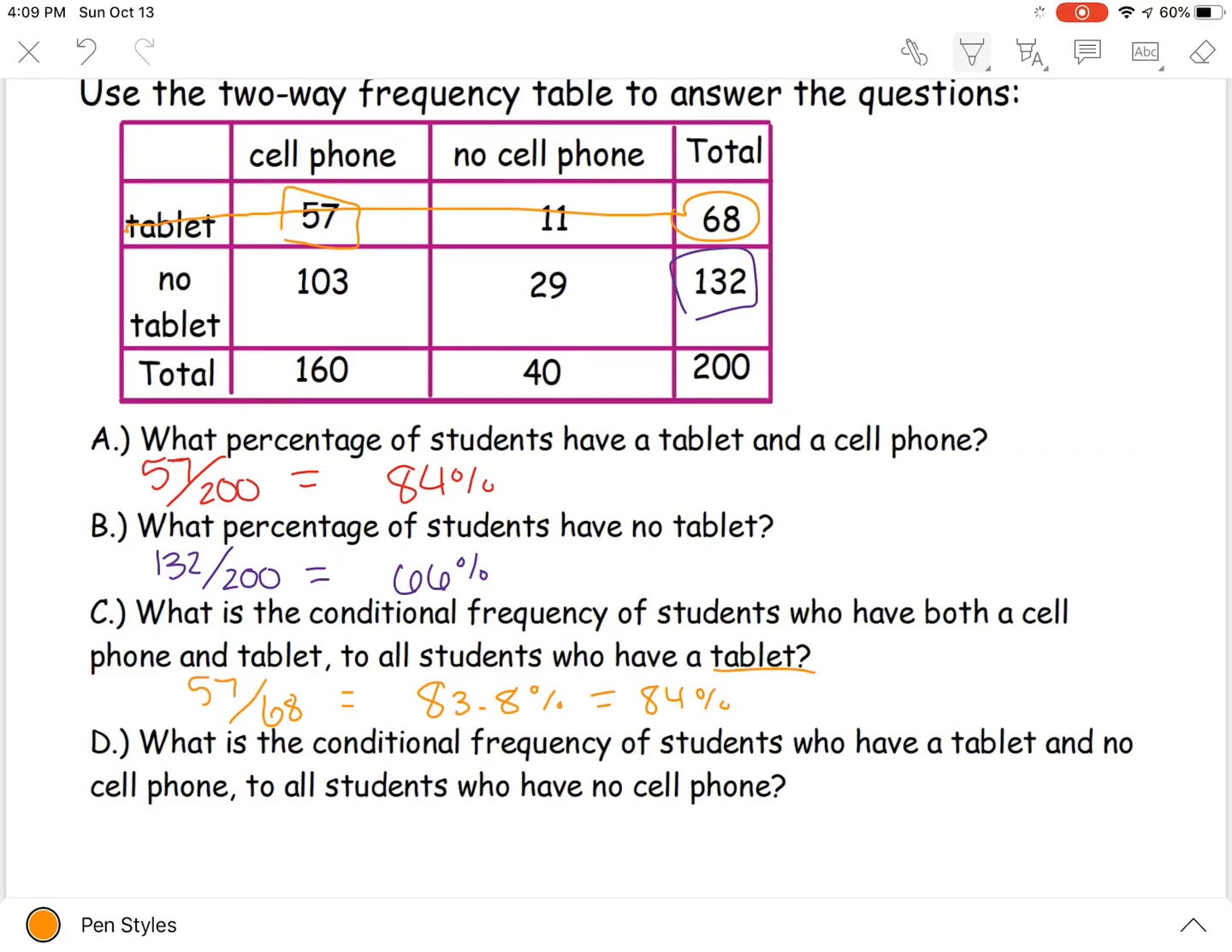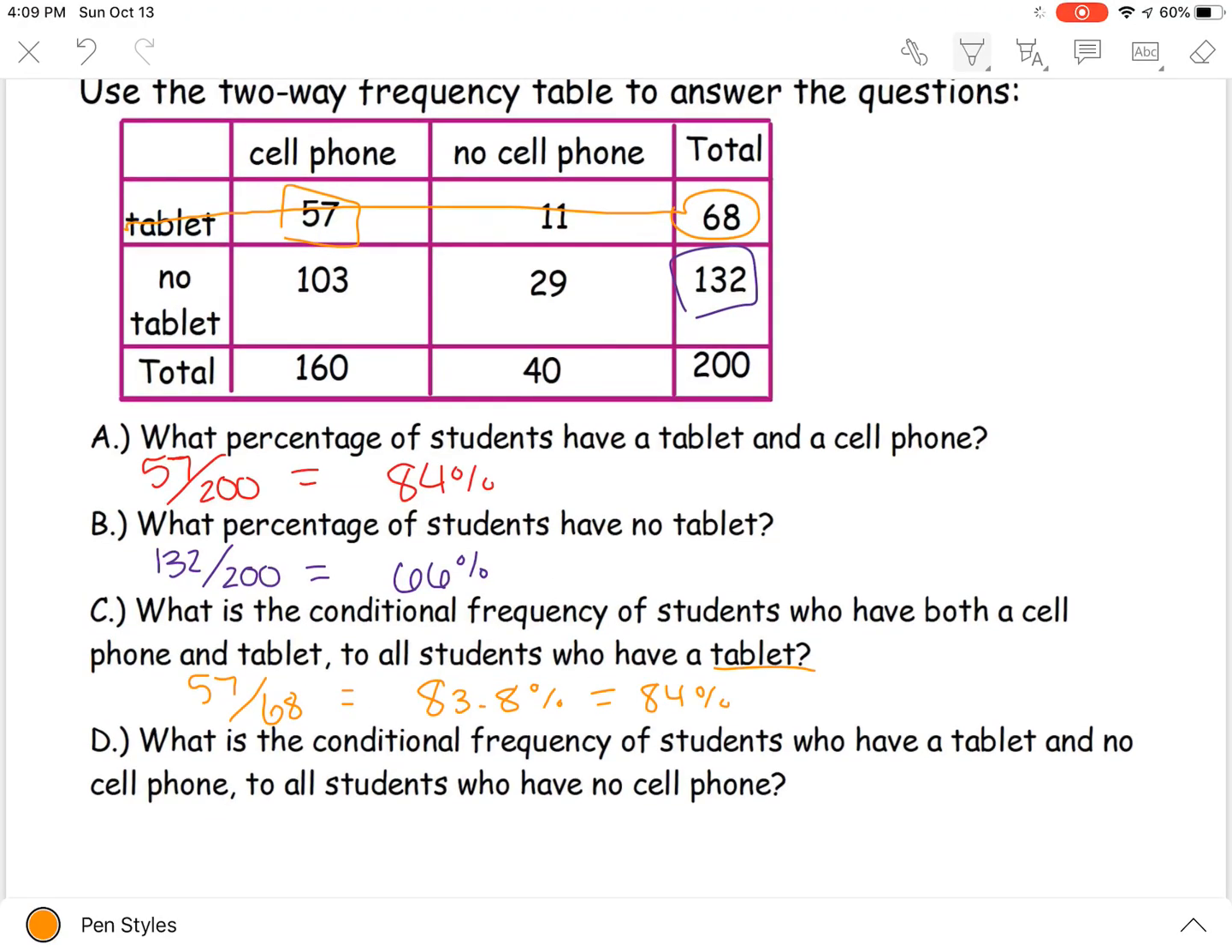So again, this is the conditional frequency of students who have a cell phone and a tablet to all students who have a tablet. Letter D, what is the conditional frequency of students who have a tablet and no cell phone to all students who have no cell phone? Well, we're going to figure out how many students have a tablet and no cell phone. So looking at our problem, we have 11 students have a tablet and no cell phone. To all students who have no cell phone, that's 11 to 40.